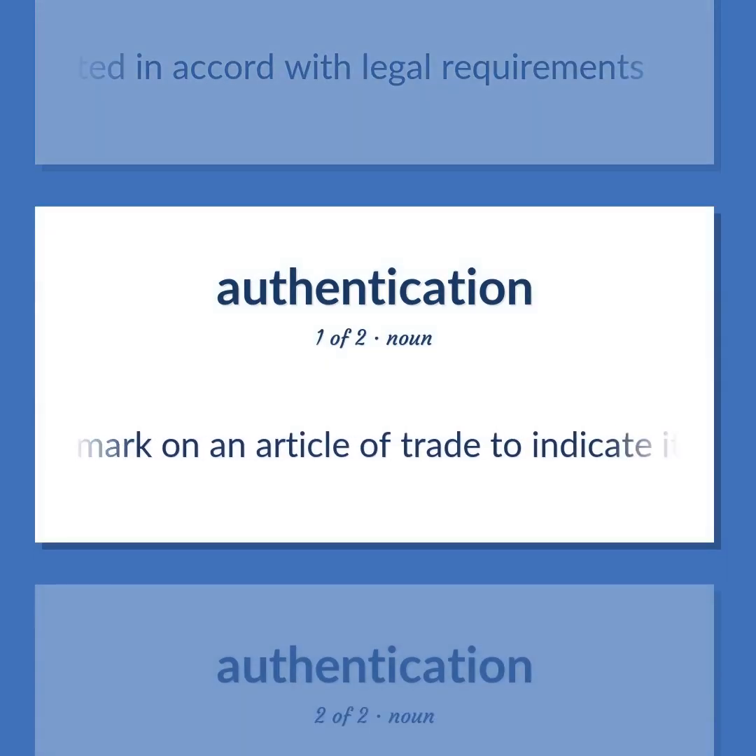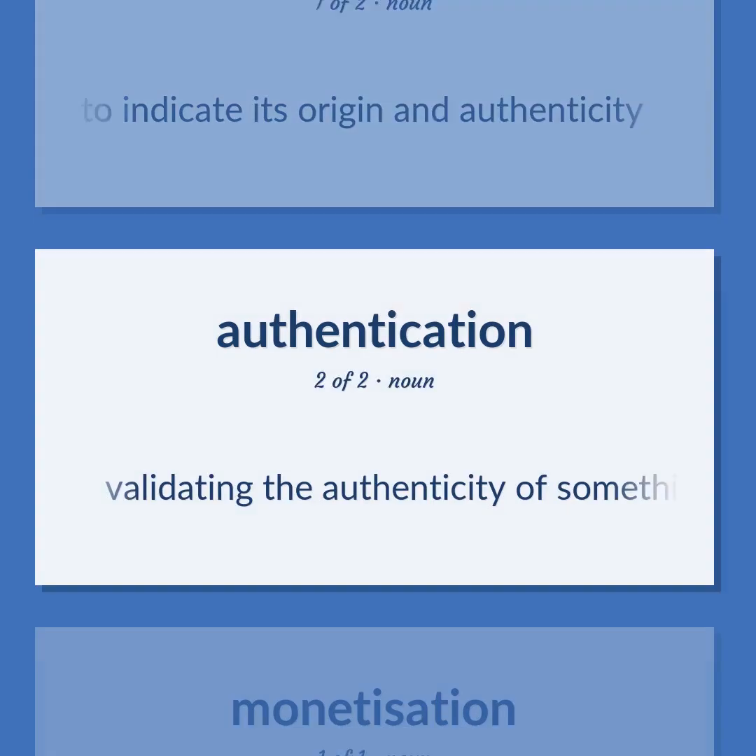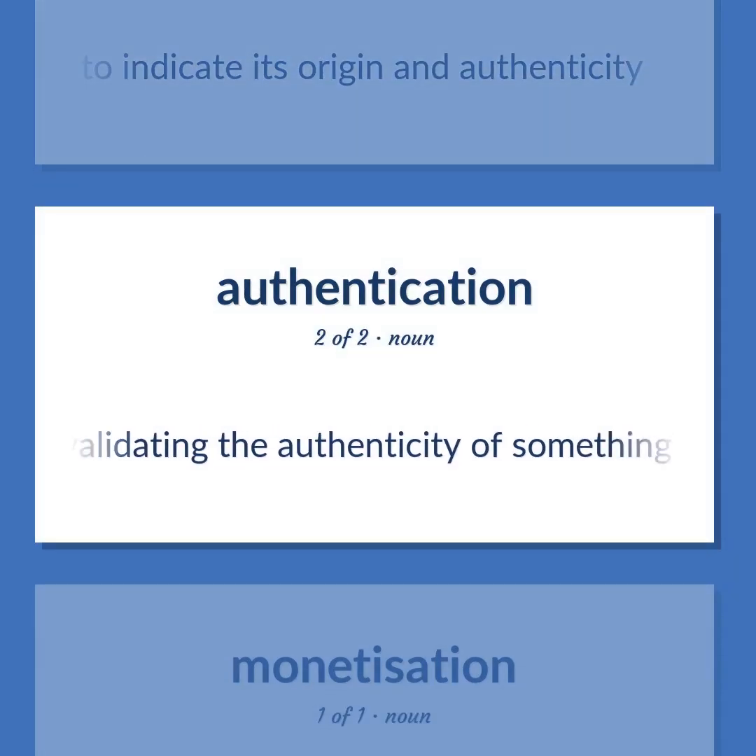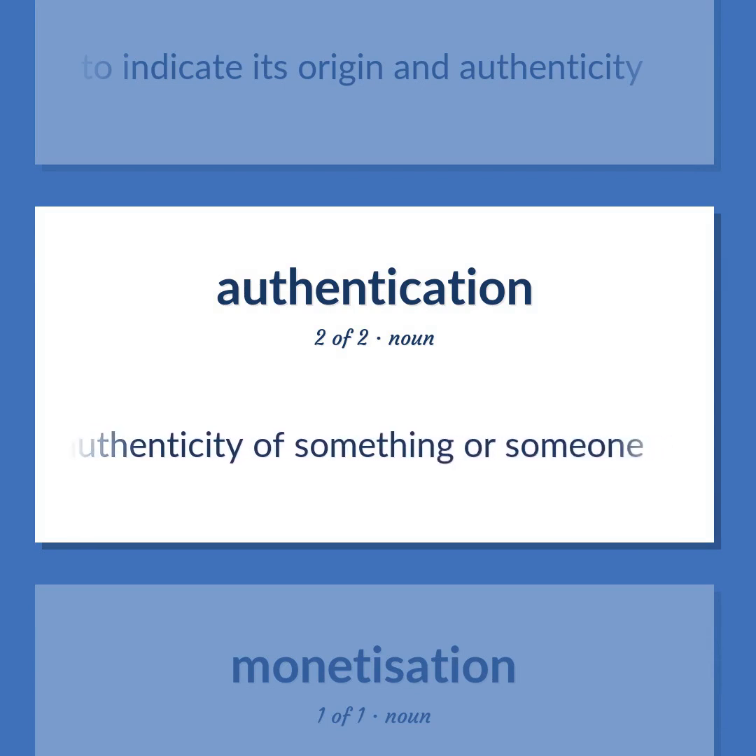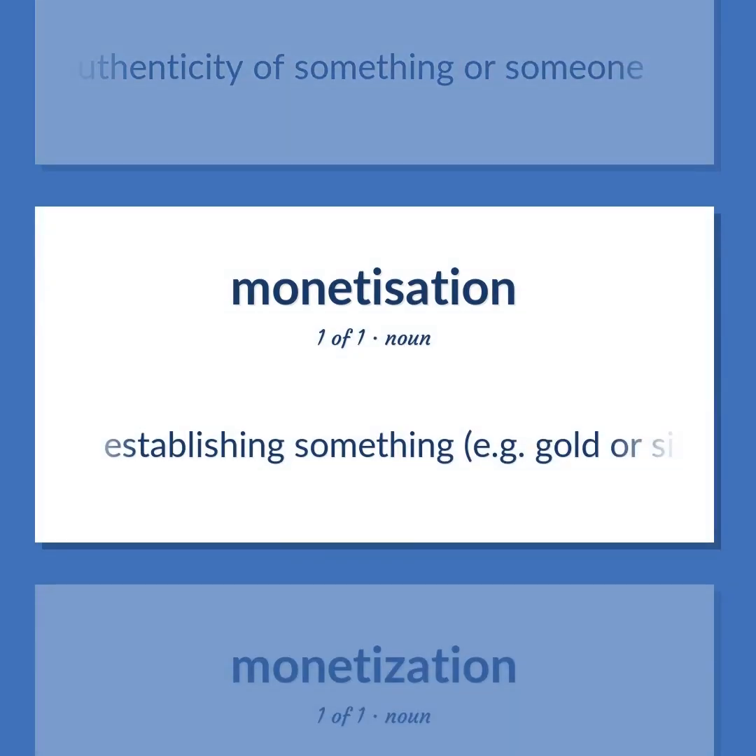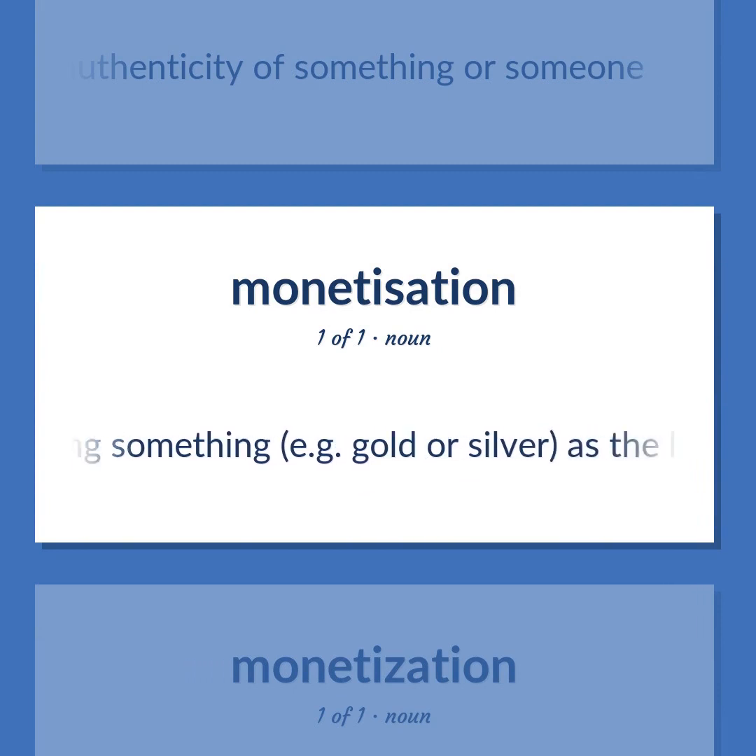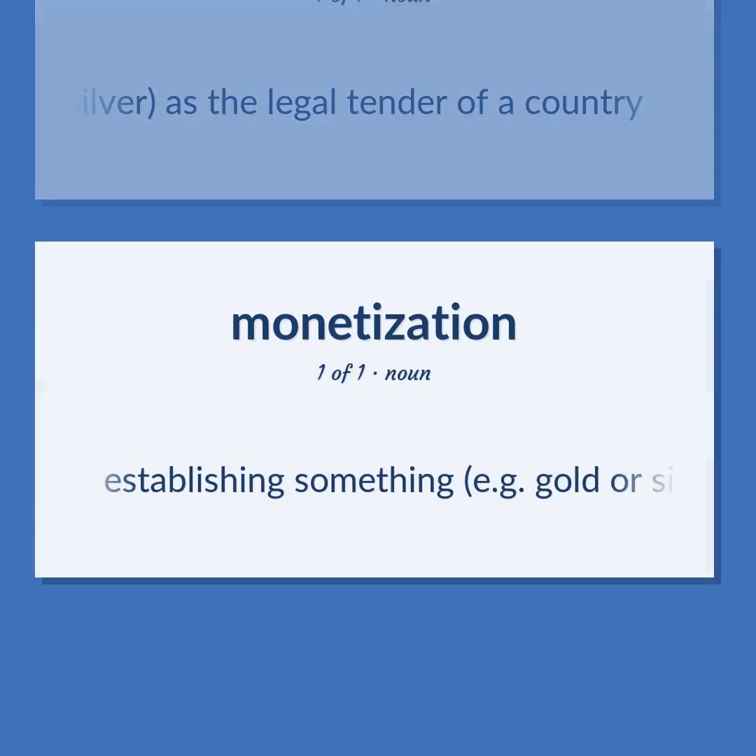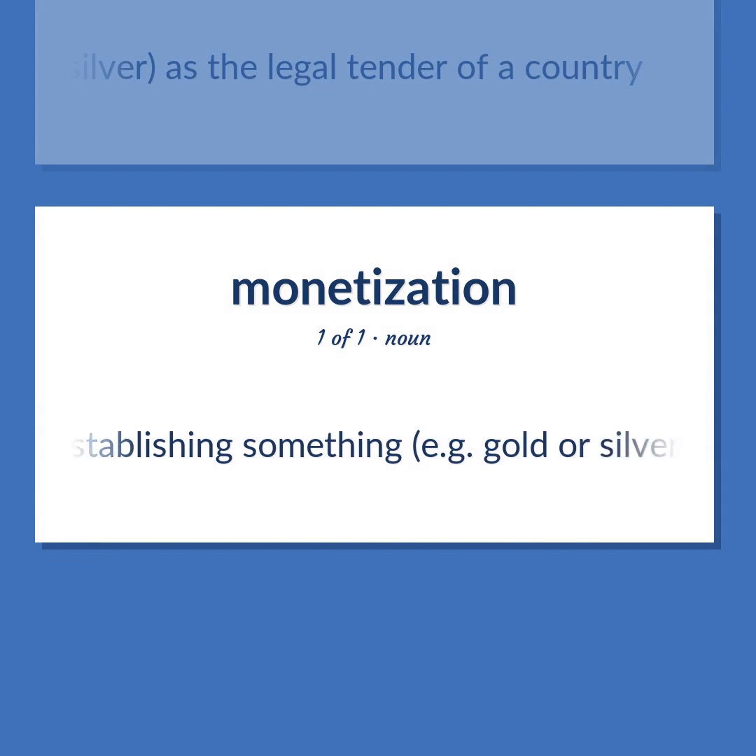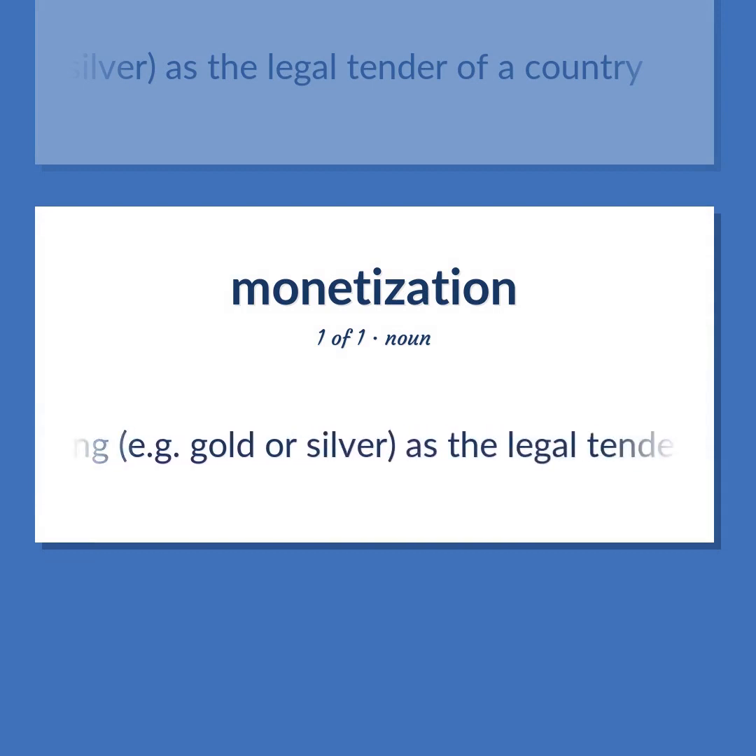A mark on an article of trade to indicate its origin and authenticity. Validating the authenticity of something or someone. Establishing something, e.g. gold or silver, as the legal tender of a country.